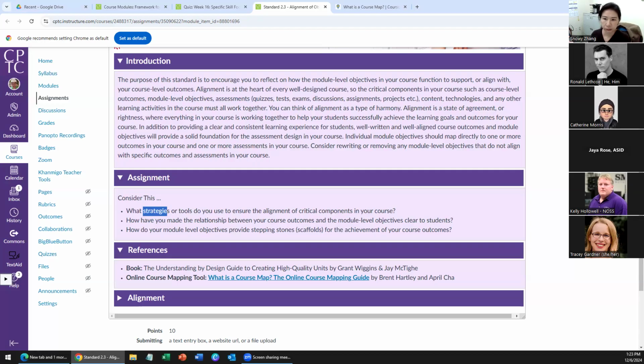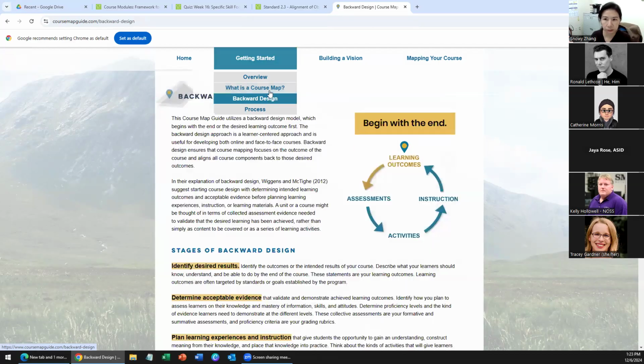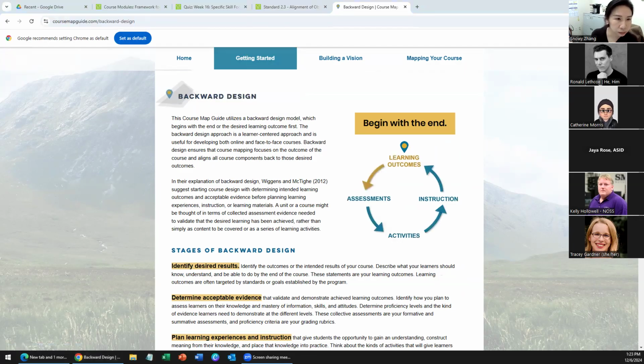Yes, that's a great strategy. I think I gave a talk or a webinar about that last year on using ChatGPT to help out. That's also on coursemapguide.com. For those who are unfamiliar, they have a section there on backward design. And I think it's something that Snowy also supports and knows a lot about. Yep, she sure does. Is there anything you wanted to add, Snowy, about backward design?